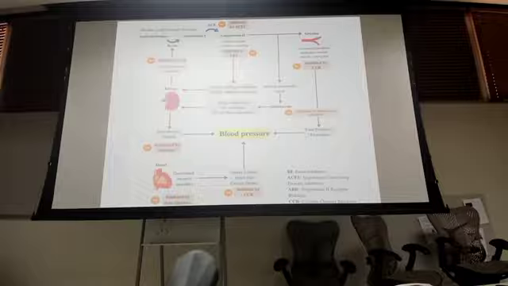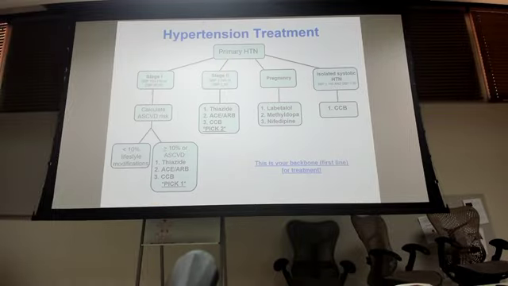Especially if they have comorbidities like diabetes, CKD, which is what? Chronic kidney disease, or heart failure. Okay. Bread and butter. Money slide. Primary hypertension means my systolic is at or above 130? 130 over 130? Yeah. Diastolic? Got it. Okay.